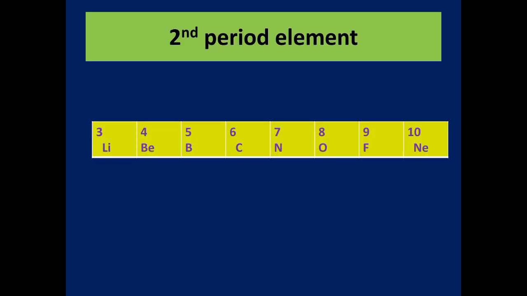Now the second period elements. The second period elements are lithium, beryllium, boron, carbon, nitrogen, oxygen, fluorine, neon. Here, as you know, from the left-hand side to the right-hand side of the periodic table, the atomic number increases gradually. Here you can see, for lithium the atomic number is 3, for beryllium it is 4 and for boron it is 5. Like that, there is a gradual increase in the atomic number.